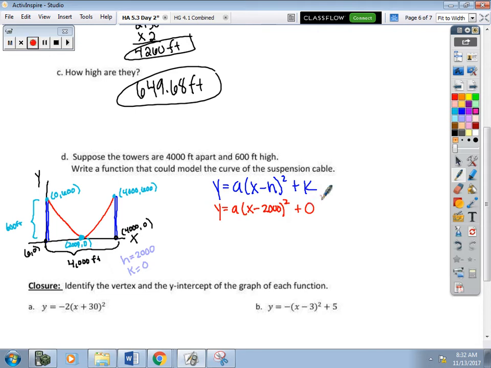Good. We're going to plug in one of the points that's on the parabola. I would pick the one that has a 0 in it just because it makes your calculations a little bit easier, but you could also use the other. You don't want to plug in the vertex. We've already plugged in the vertex. So you want to pick one of the other points. So I would probably choose the (0, 600). So this is my x, and this is my y. So that would be 600 equals A times 0 minus 2,000 squared, technically plus 0.